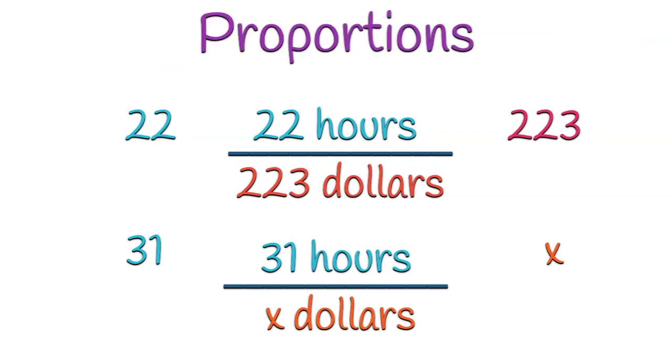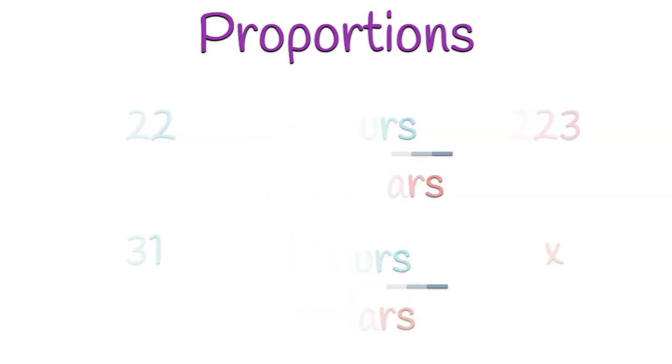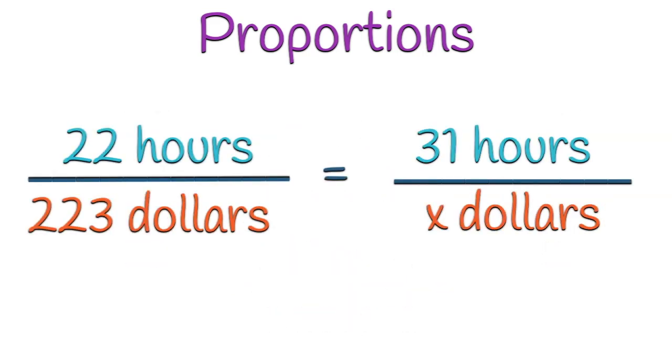We now have two ratios, comparing number of hours worked to the amount of money made. All we have to do is set them equal, and we have our proportion. Lastly, we can use the proportion to solve for the unknown.